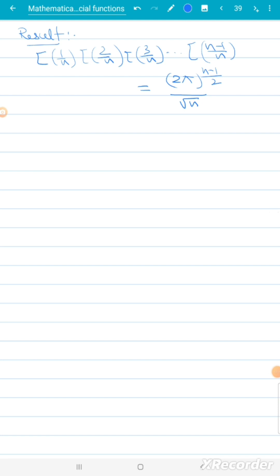Gamma of 1 by n, gamma of 2 by n, gamma of 3 by n, and so forth, gamma of n minus 1 by n is equal to 2 pi power n minus 1 by 2 by root n. So here I don't want to explain this result, but based on this result I want to do some problems. And now take the problem.